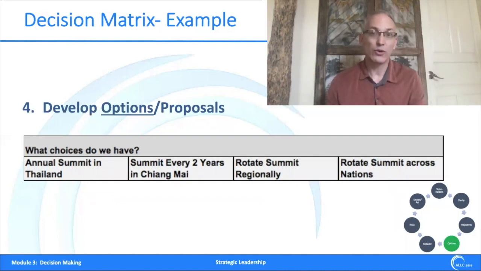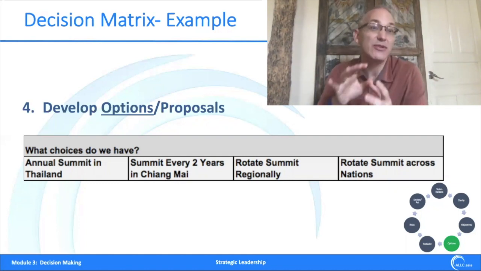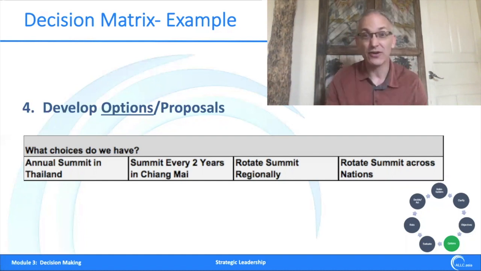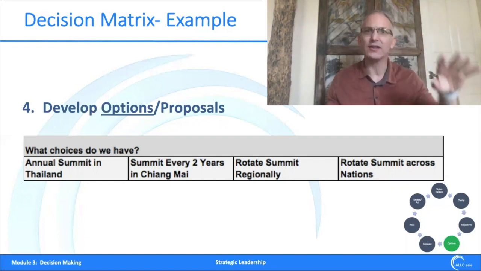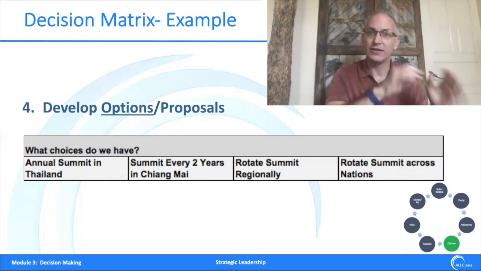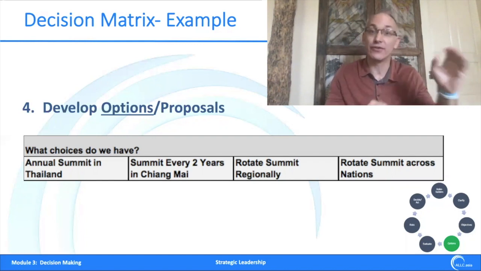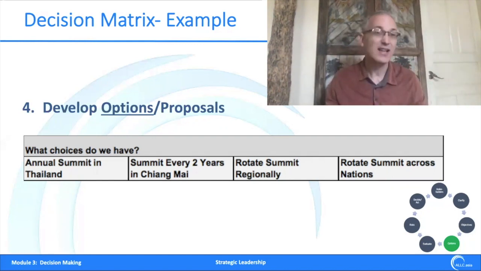Then we also said, well, what about just doing it in Chiang Mai every year? Because several of us live in Chiang Mai. What if we did it in Chiang Mai every 2 years? Because it'd be easier for us. So that was an option we considered. We also said, well, what if we try to rotate the summit regionally, do it in a different region every year? And then another idea was, what if we try to do it in a different nation every year, or just rotate it across nations? These were some of the ideas.